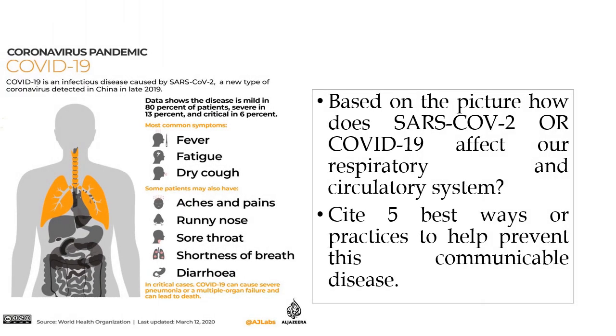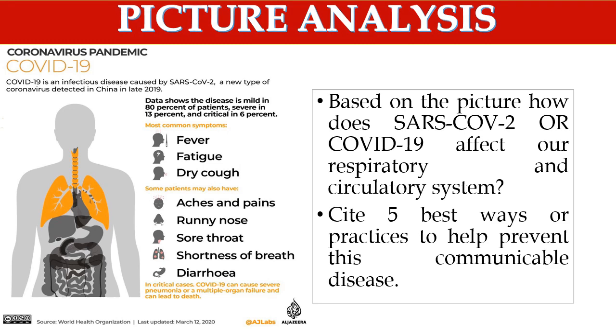Now we're on to the last part of our video lecture. This is more about the picture analysis, and you already know now what are the different parts and functions of the circulatory system and respiratory system. By this time, you're going to relate and also reflect, based on the picture, how SARS-CoV-2 or COVID-19 affects our respiratory and circulatory system. Okay, and you are going to cite 5 best ways or practices to help prevent this communicable disease.